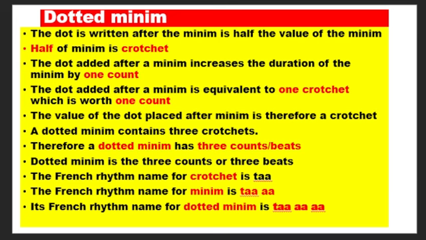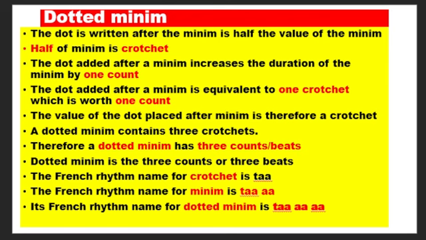The dotted minim is written with a dot after the minim, and the dot has half the value of the minim. Half of the minim is a crochet. So when you say I have a dotted minim, you have 3 crochets: 1, 2, 3. The dot added after a minim or any other note gives half the value of that note. Therefore, a dotted minim has 3 counts or 3 beats.